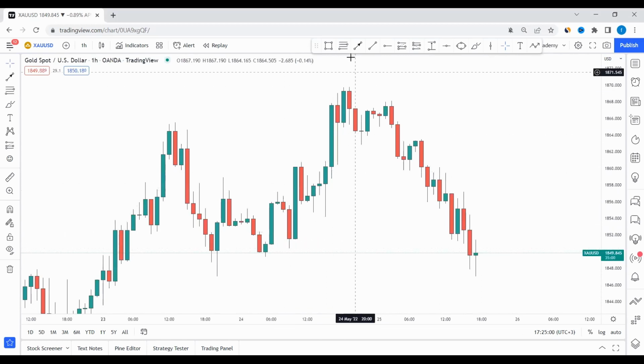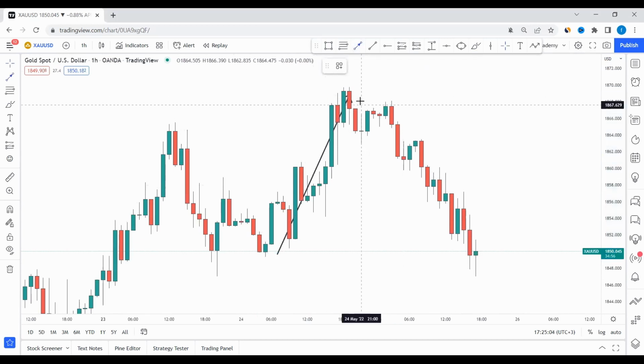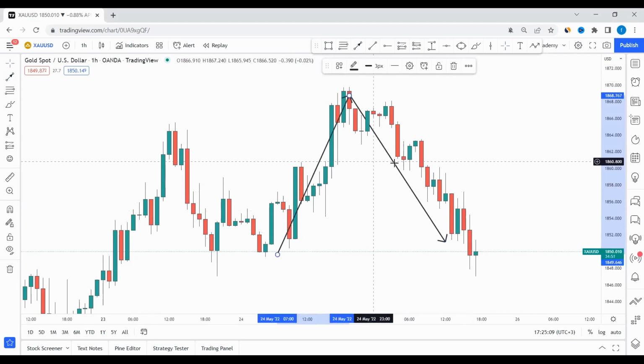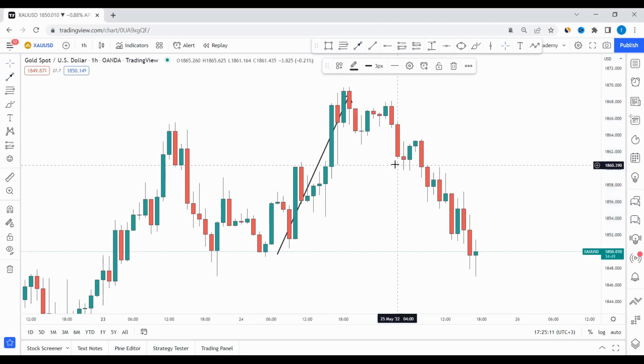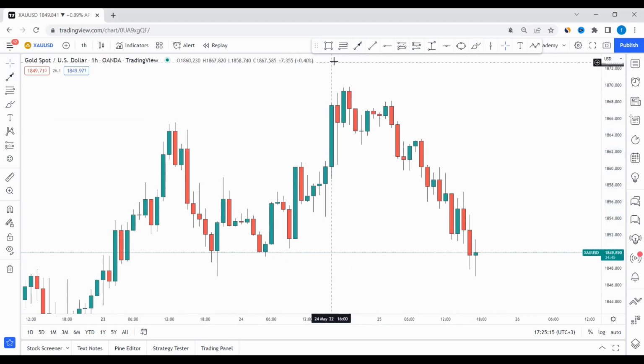Let's start with this movement up. This movement up here, we mark the higher highs, and then we shall see how this movement down reacted to these turning points here. Guys, if you have any question, please do not hesitate to ask. All of them will be answered.